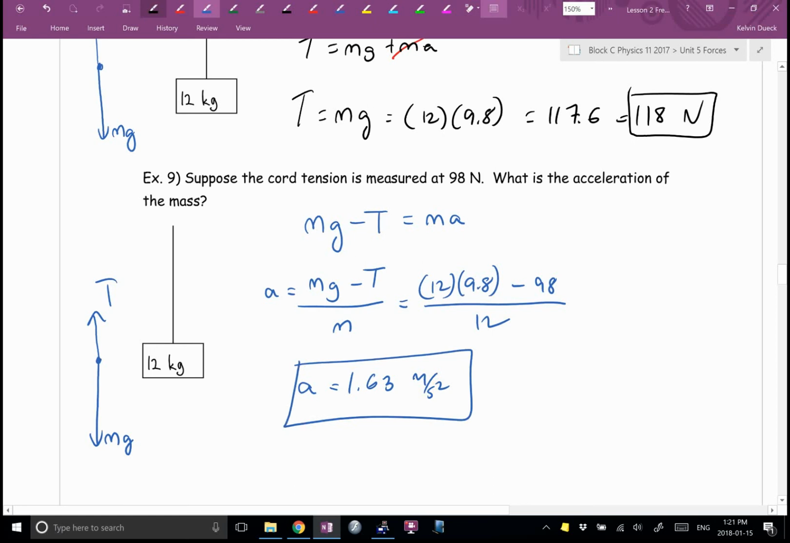You're going to find often I won't ask for a direction in this unit. I'll just want the magnitude. But if I asked for it clearly here, down. How do I know? Gravity had to be winning. How do I know? I calculated it and it was bigger than tension.